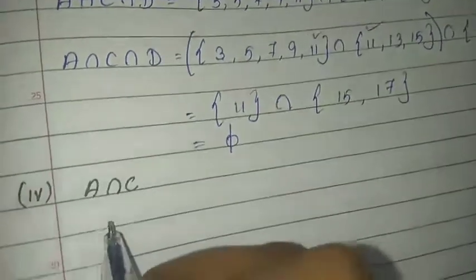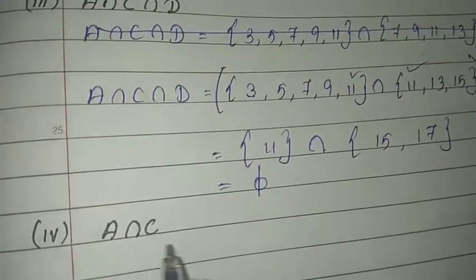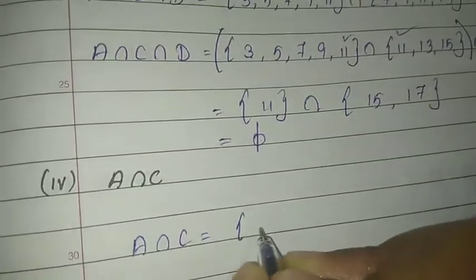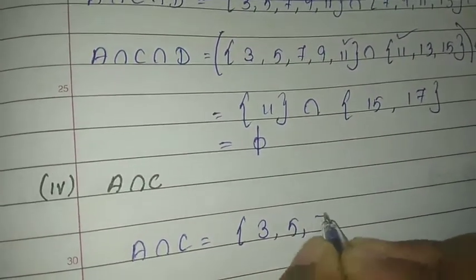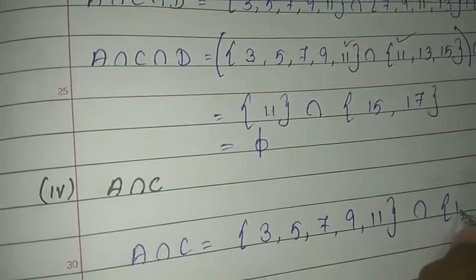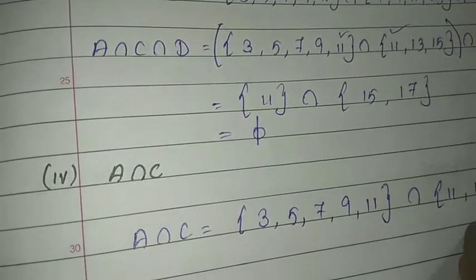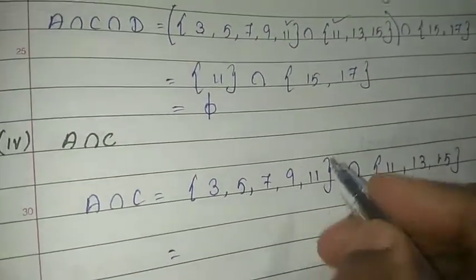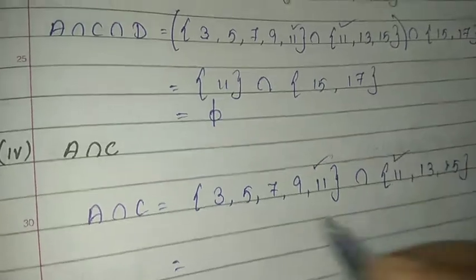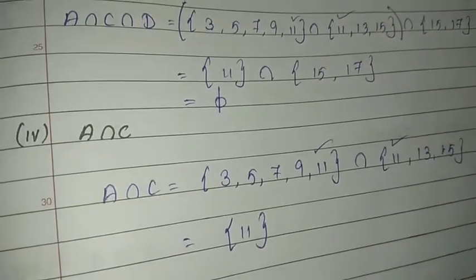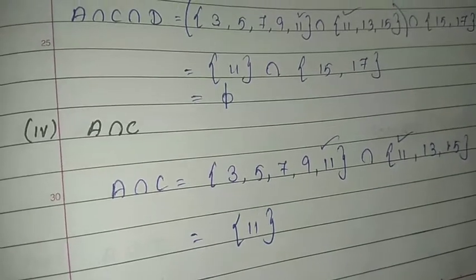Subdivision 4, A intersection C. A intersection C is equal to 3, 5, 7, 9, 11 intersection 11, 13, 15. So here what is common? 11 is common here. Anything else? No. So therefore we will stop with this.